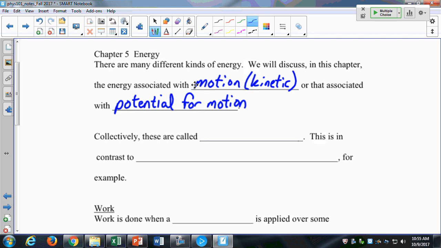For example, if I throw this, it has kinetic energy, but if I hold it in a position where it has the potential for motion, then we would say that it has potential energy. I can release this potential energy just by releasing the object. And collectively, we'll call these mechanical energy.